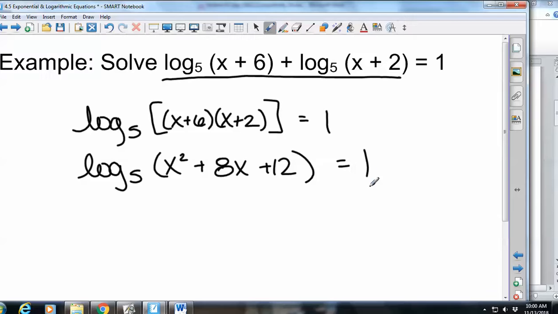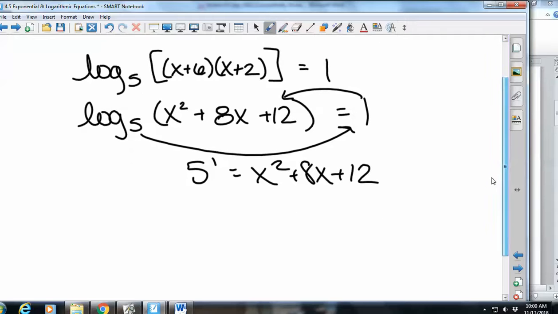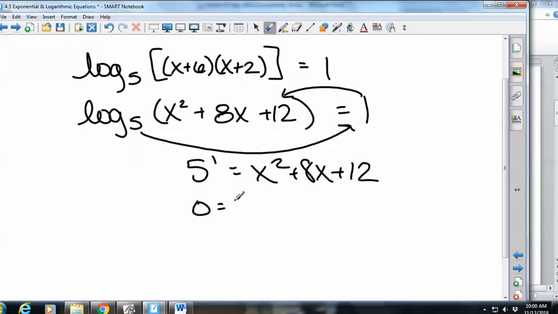Drop the log because they only have a log on one side. You can put it in exponential form now. If there's a log on one side, that means 5 to the first power is equal to this. First, we need to set it equal to 0. So if I subtract over my 5. Now we do box method. So what multiplies to 7 and adds to 8?